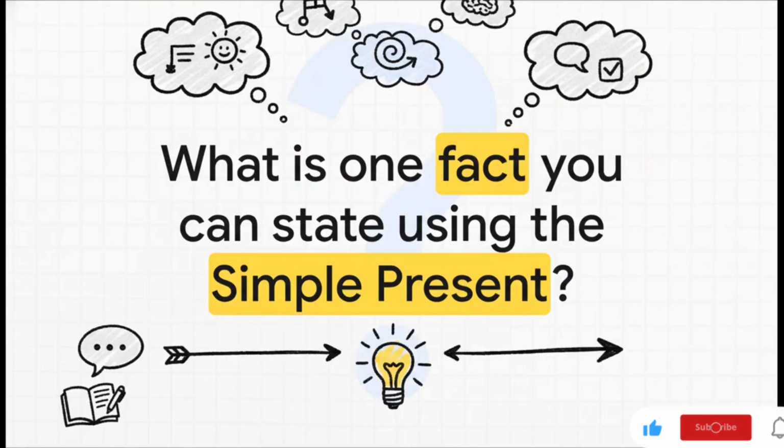So, to wrap this up, I'm going to leave you with a little challenge to put this into practice right now. Think of a universal truth, a simple fact, or just something about your own life. What is one thing you can state right now using the simple present tense? Go on, give it a shot.